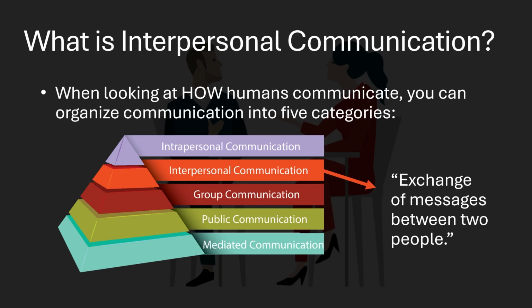Next, we have public communication, which is when one person communicates to a larger audience. This might be a speech, a presentation, a lecture. And then lastly, we have mediated communication. This is communication that occurs through technology or a medium such as email, text messages, social media, video calls, television even. And like I said, these are many different ways that humans communicate, but we're talking specifically about interpersonal communication, how 2 people or just a few people will communicate with each other.